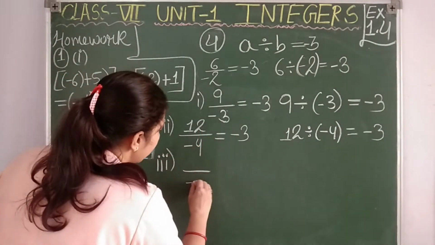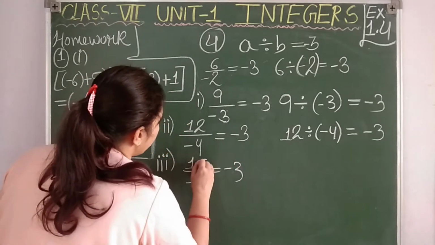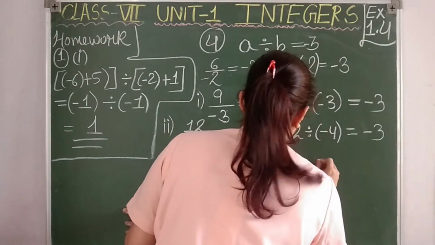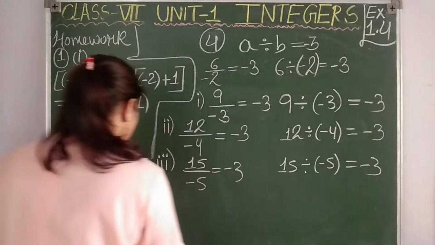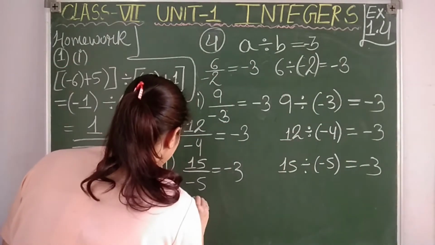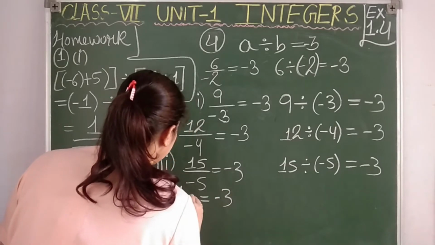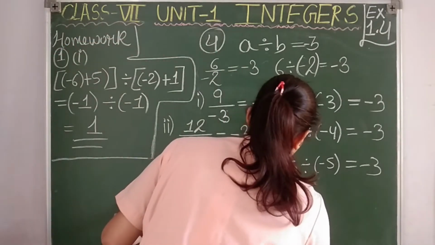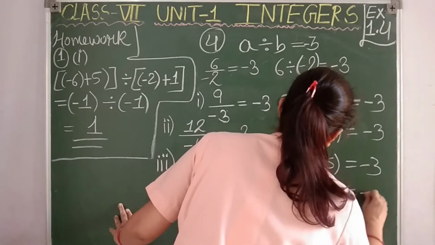Now in the same manner, minus 5. So 15 divided by minus 5 will give you minus 3. Then the fourth pair, minus 6. So 18 divided by minus 6. 6 3s are 18. So 18 divided by minus 6 will give you minus 3.